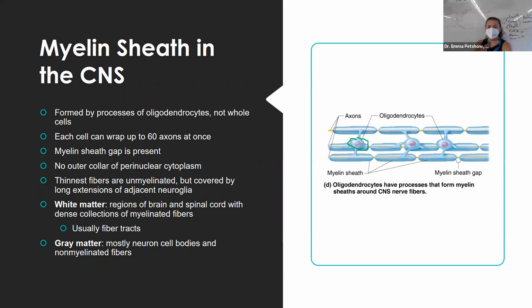Gray matter is going to be mostly neuron cell bodies and non-myelinated fibers, versus white matter of the brain, which is going to be regions of the brain and spinal cord that have a dense collection of myelinated fibers. So again, gray matter: neuron cell bodies, non-myelinated fibers. White matter: majority myelinated fibers. It gives it that white appearance, because myelin is a white lipid protein structure.